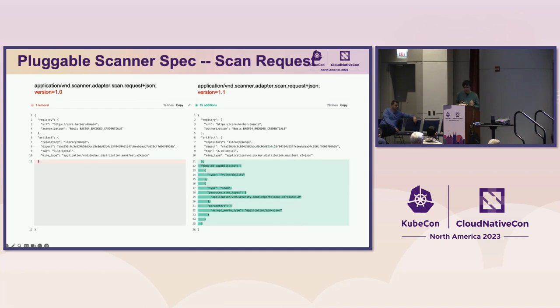With the enhanced response, when Harbor issues a scanning request, it can specify the exact capability required for the scanner to execute. So in this example, Harbor issued a scanning request that included both vulnerability and SBOM scanning.